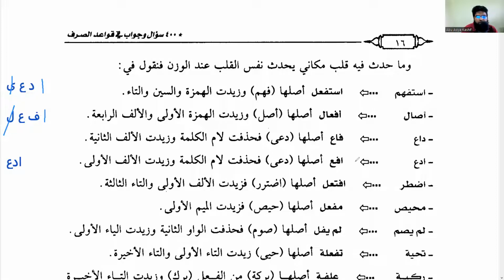So uf'u. The pattern is what? Uf'u. This is the pattern from da'a. Fahudifat lamul kalima. The lam is dropped, that is, the last letter is dropped. Wazidatil aliful ula. And the first alif is added. So the pattern is uf'u. What helps you to identify this pattern is knowing what the root letters are.